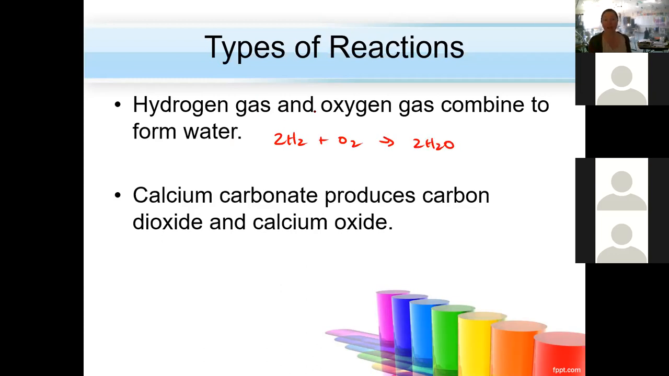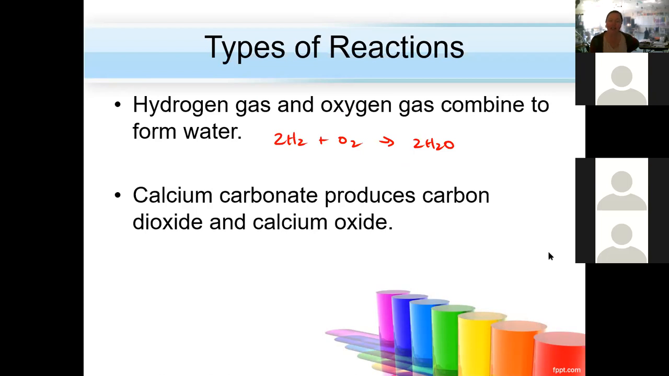Brilliant. Remember that hydrogen gas and oxygen gas are both diatomic. They come in 2s when they're elemental. Forming water, to balance the equation, we need to have 2 hydrogen gases, 2 waters. Perfect. How about, oh, tell me before we move on, what kind of reaction is this? Synthesis? It is synthesis. Perfect.